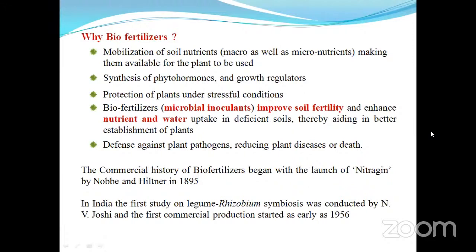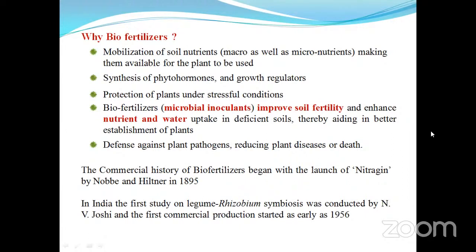Third, these biofertilizers improve soil fertility and enhance nutrient and water uptake in deficient soils, thereby aiding in better establishment of plants. And finally, defense against plant pathogens and reducing plant diseases or death. Some of these microbial biofertilizers are very good producers of antimicrobial products. These antimicrobial compounds, which they produce in the root zone, can suppress plant pathogens, and that's why disease occurrence or death due to disease may be reduced. So these are the main advantages of biofertilizers.